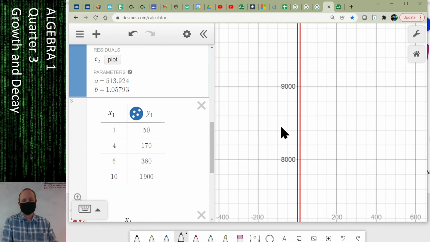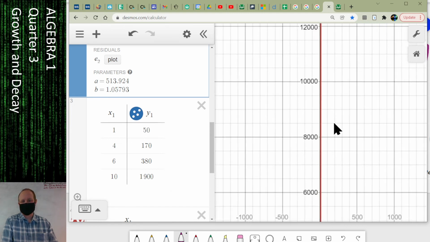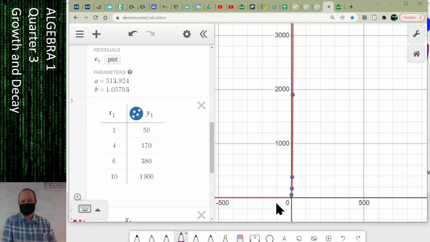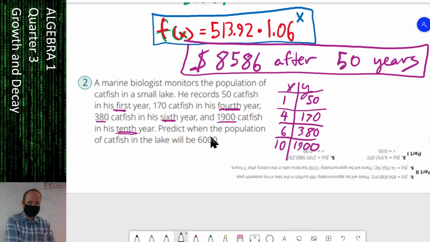And so we're going to go over here, and we're going to use this line. I'm going to zoom out. Looks like we've got these points right here, tracking our populations of catfish. And it's asking us, predict when the population of catfish will be 6,000.